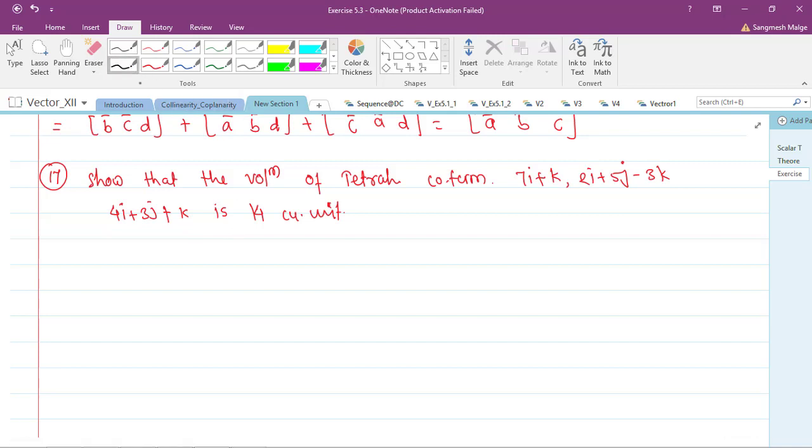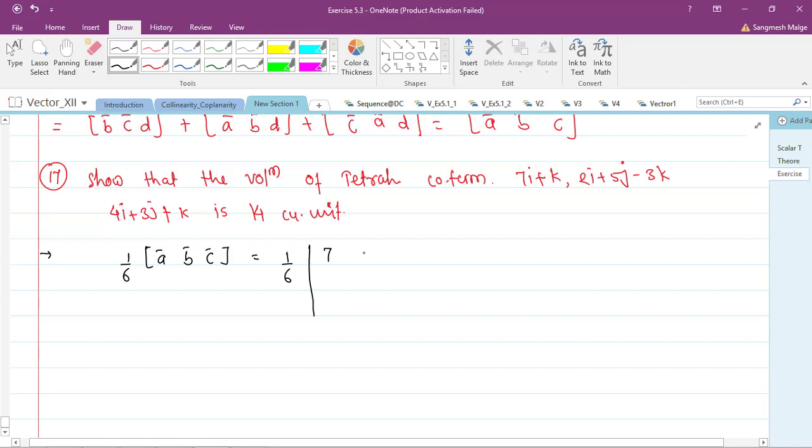The same repetition. See, we have nearly 4 to 5 repeated questions. The concept is the same, they have just interchanged the numbers with the ijk coefficients. So here we know that the volume of a tetrahedron is what? It is 1/6 of the box product of A bar, B bar, C bar. This is equal to 1/6 into the box product of A bar, B bar, C bar, which is what?